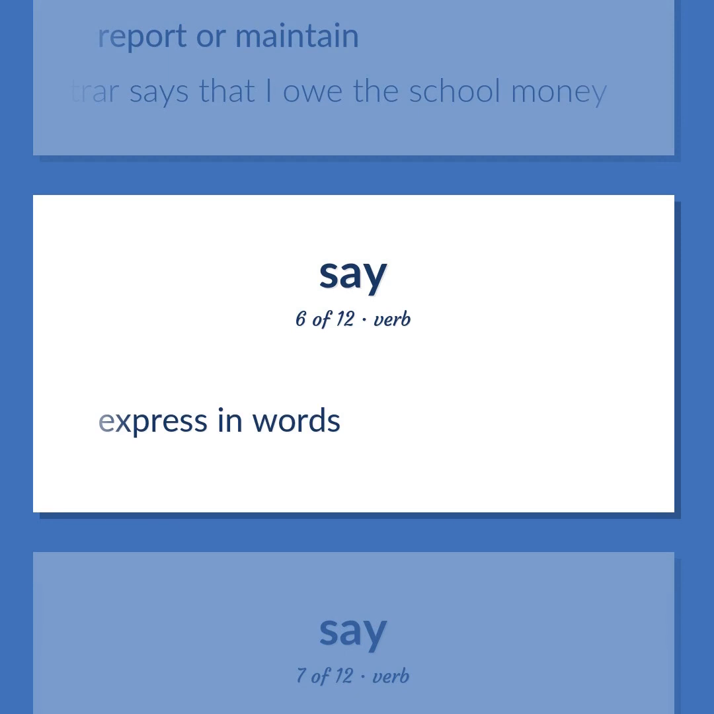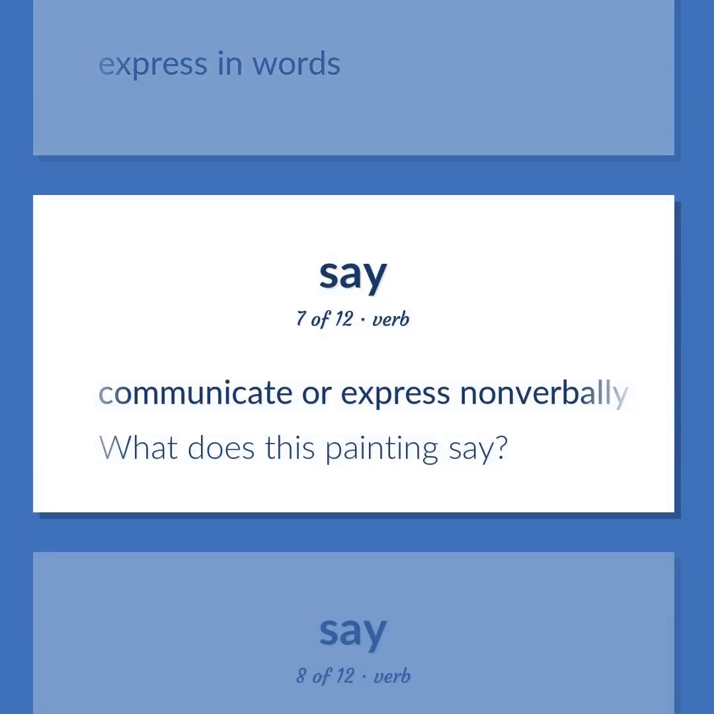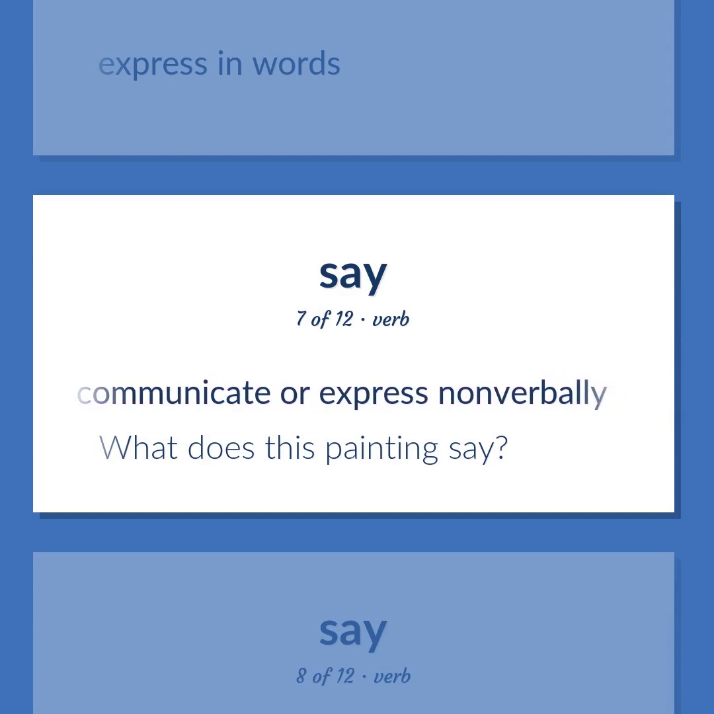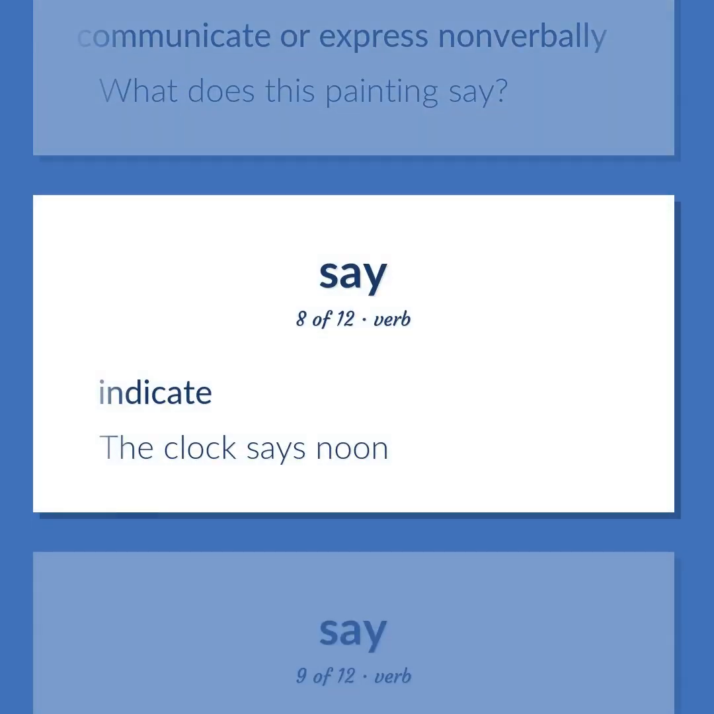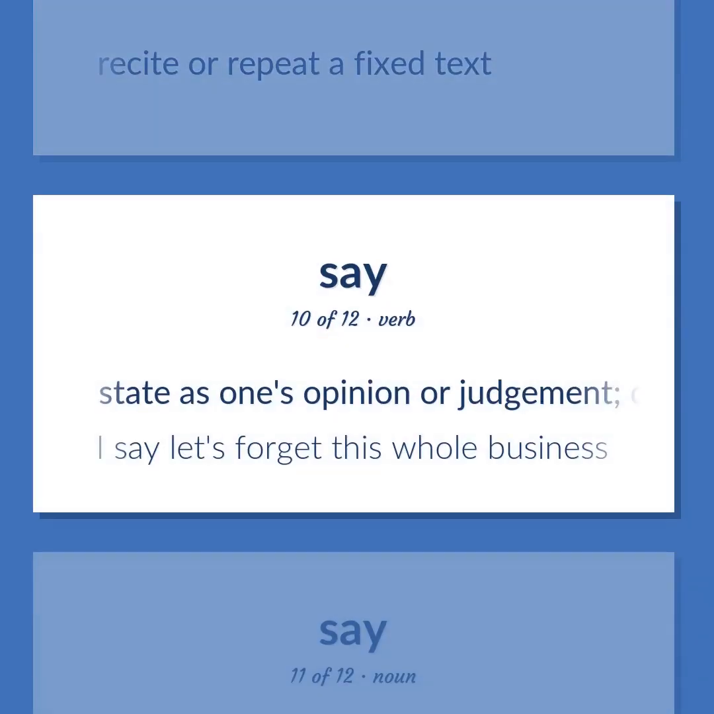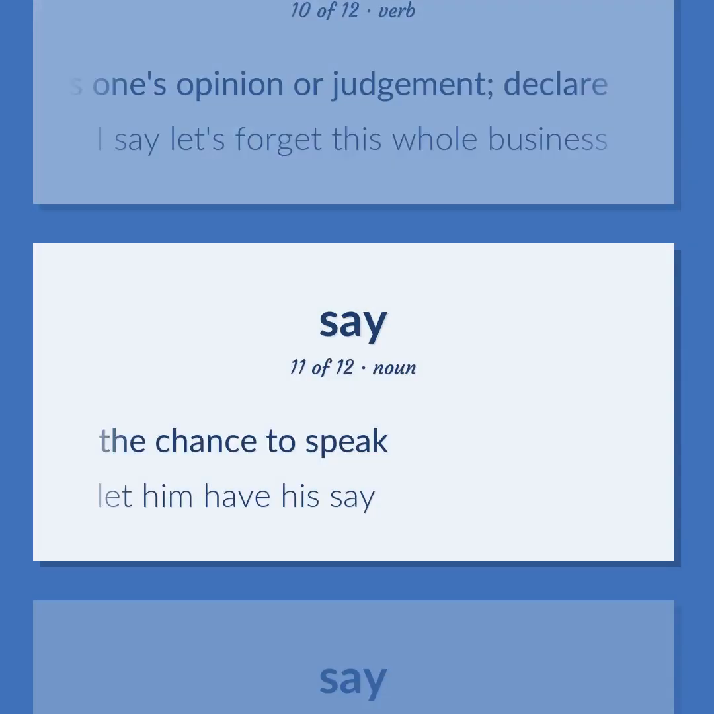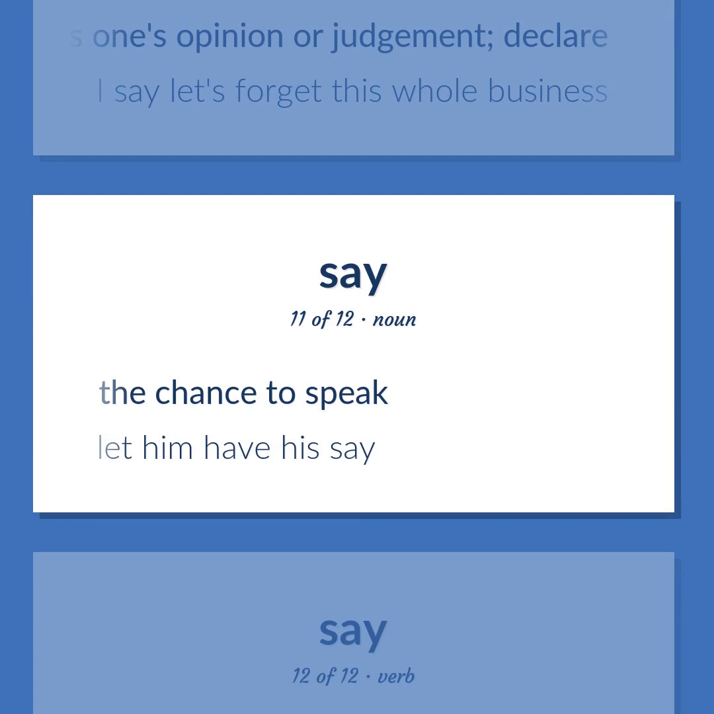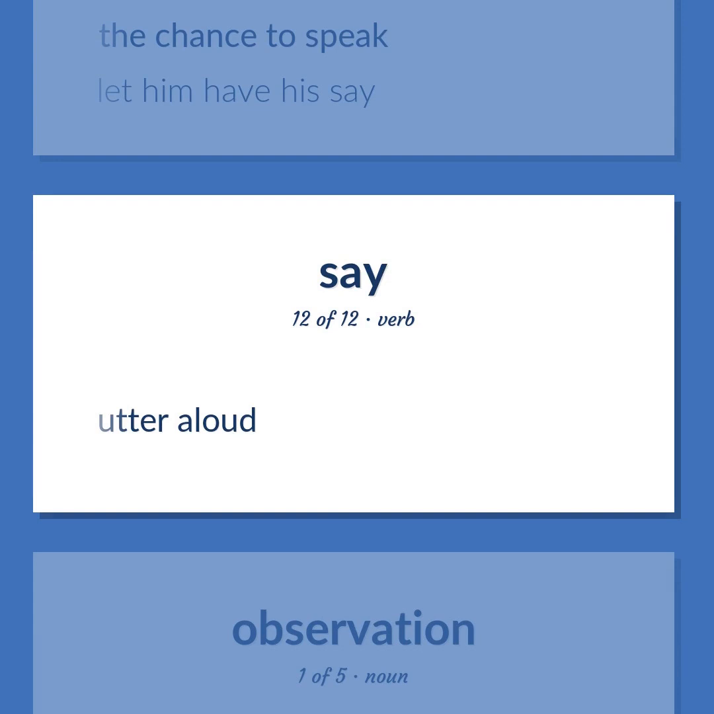Express in words. Communicate or express nonverbally. What does this painting say? Indicate. The clock says noon. Recite or repeat a fixed text. State as one's opinion or judgment. Declare. I say let's forget this whole business. The chance to speak. Let him have his say. Utter aloud.